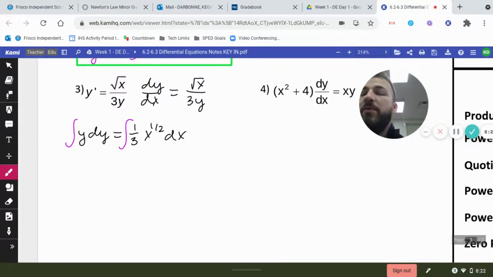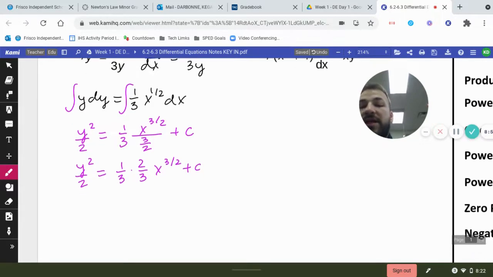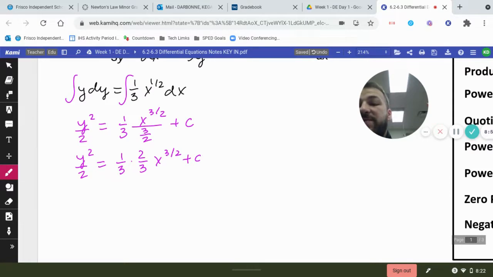So from here, we just integrate both sides. So y becomes y squared over 2 equals 1/3 x to the 1/2 becomes 1/3 x to the 3/2 divided by 3/2. And then, of course, plus c, which becomes y squared over 2 is equal to 1/3 times 2/3 x to the 3/2 plus c, which becomes y squared over 2 is equal to 2/9 x to the 3/2 plus c.